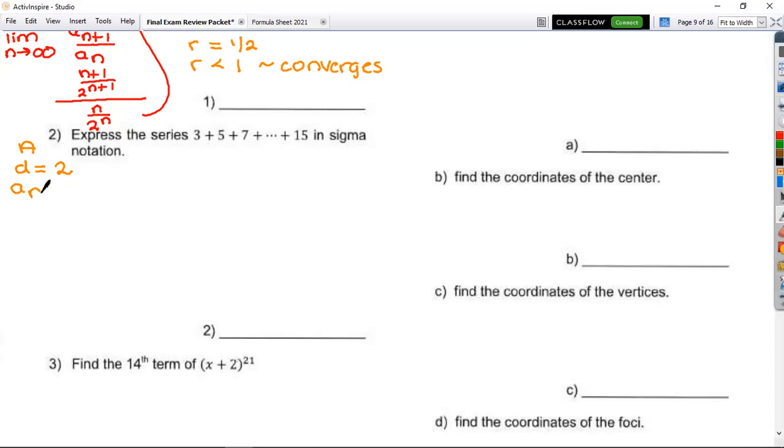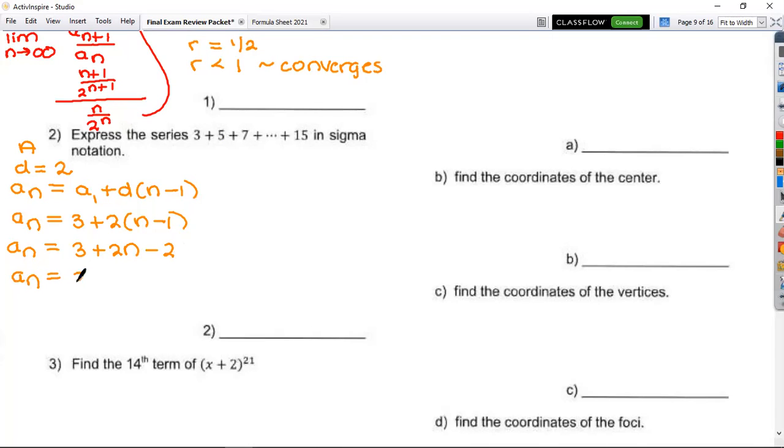So I'm going to go a sub n equal to a sub 1 plus d, and then n minus 1 here. So I have a sub n equal to, you're going to plug in the 3, and you're going to go 2, and then n minus 1. So distribute this, and you're going to get a general formula in terms of n. So 2n minus 2. So your formula simplifies to 2n plus 1. So now you're going to draw your sigma notation.